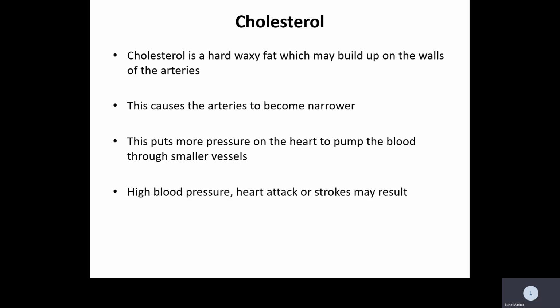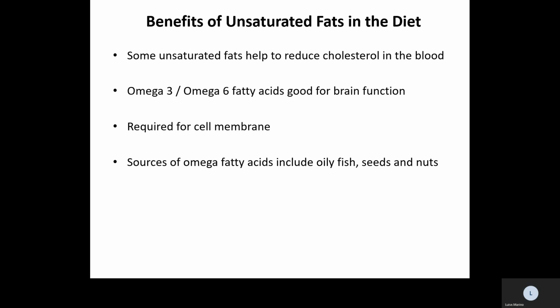So cholesterol is a hard, waxy type of fat that builds up on the wall of the arteries, causes the arteries to become narrower, and this puts pressure on the heart to pump blood through smaller vessels. So if you think about a garden hose and you step on it, it's much harder for the water to come out. So obviously higher blood pressure increases the risk of heart attack or strokes, and also hypertension then increases the risk of vascular dementia later in life.